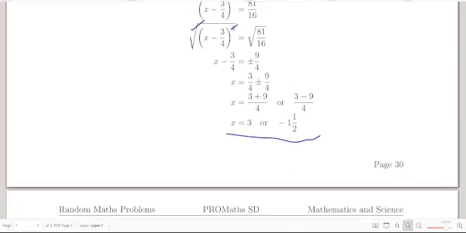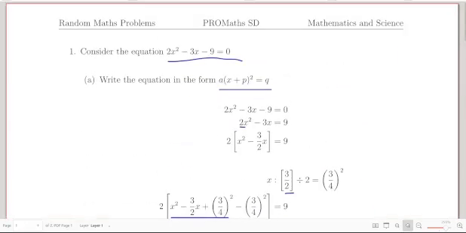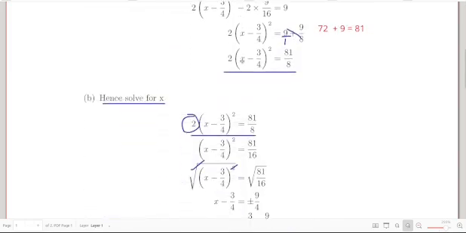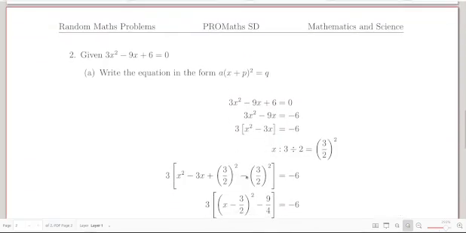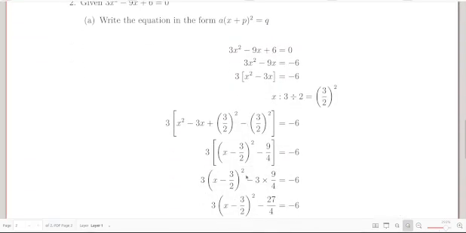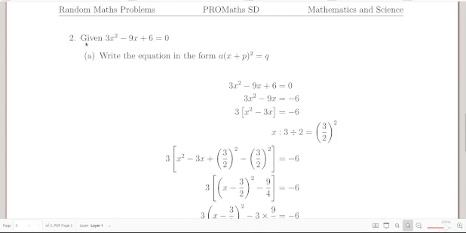We have successfully solved this equation here by the process of completing the square to find x is equal to 3, or x is equal to negative 1 and 1 over 2, sorry, just like that. Next question, still on completing the square. You are still given an equation and then you are required to write it in that form.